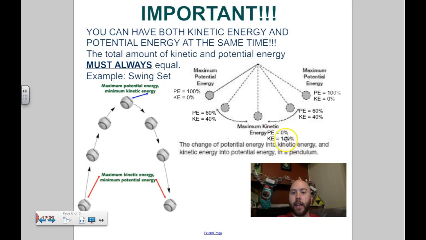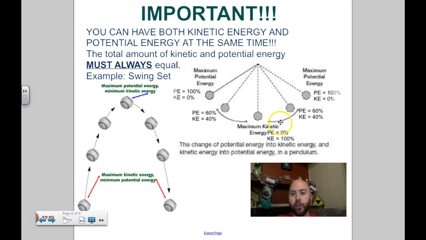That means my kinetic energy is 100%. Whenever you are at the very bottom of a swing, a roller coaster, anything like that, that's when you always go the fastest. The fastest part of a roller coaster is always at the very bottom of the hill. The fastest part of a swing is at the very bottom of your swing.